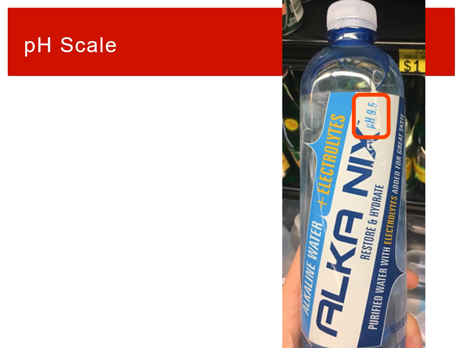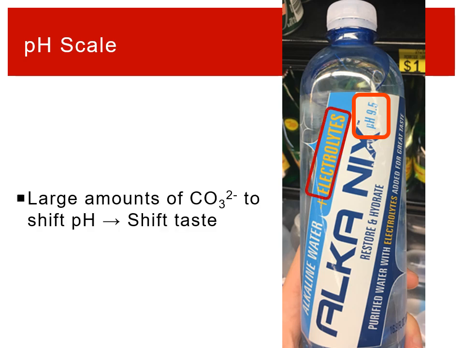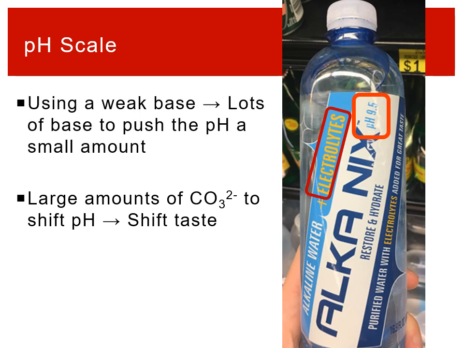We can also look back at the case we talked about, where drinks have these pHs, and you're using a lot of electrolytes to shift the taste. You'll note you're using a weak base, so you can put a lot of this base in there. Carbonate is a weak base. You can put a lot of that in there and it only pushes the pH a small amount. The pH in this case is like 9.5.